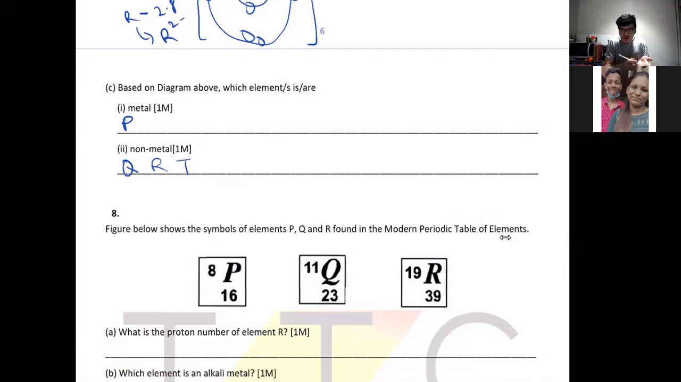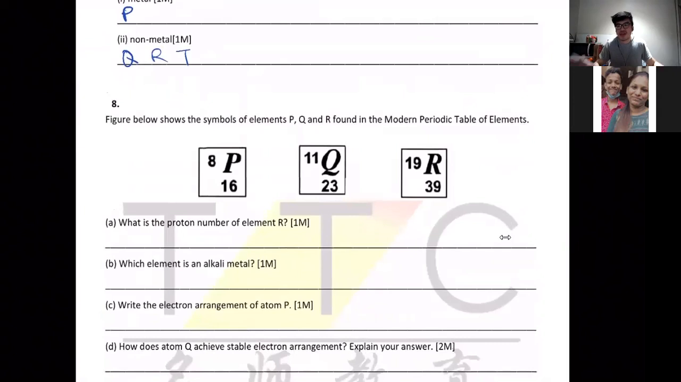Oh, because at the 21st pair, it has 3 chromosomes. Why is the mother a carrier? Because the mother receives 1 dominant gene from the father and 1 recessive gene from the mother. No, you don't need all this long-winded explanation. It's very straightforward. That's why this is a must-score chapter.